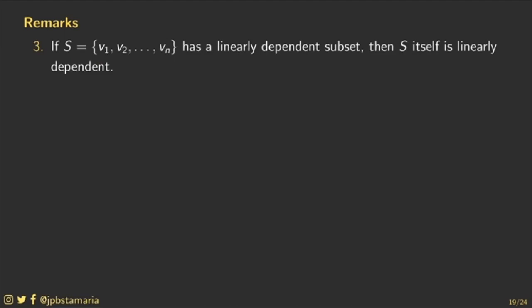Last in the list, if you get a set S, V1 up to Vn, and it has a linearly dependent subset, I mean, a portion of S is known to be linearly dependent, then S itself is going to be linearly dependent. So in other words, if you have a linearly dependent set and you add more vectors to it, the resulting set is still linearly dependent.